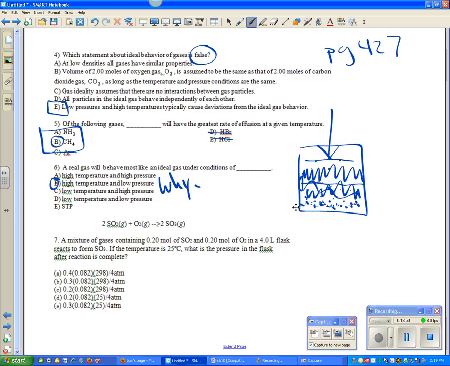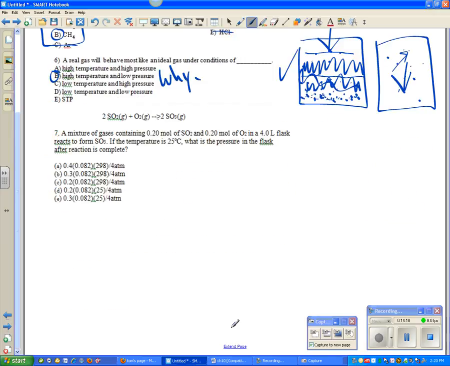So in order to make it better, meaning closer to ideal gas, we have low pressure, so they can be wherever they want, and we have high temperature, so they move by each other without ever even knowing. Make sure that this concept makes sense. If you need to read that, it's page 427. Please do read it. All right, now let's talk about number 7.